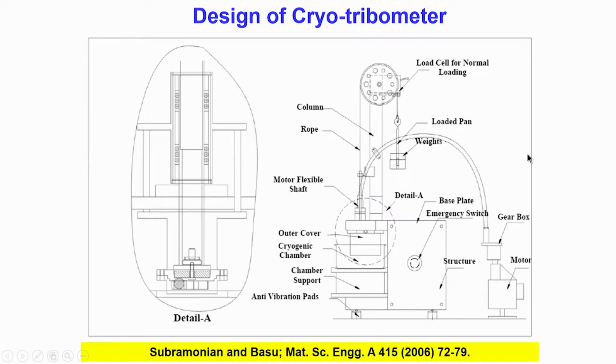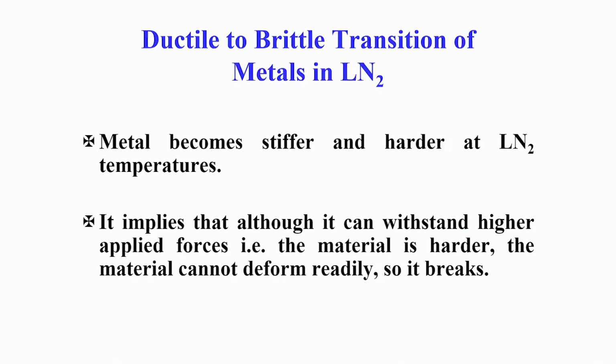This is a much more detailed design of this cryogenic tribometer. You can see this is the main region. This is the cryogenic chamber, and this is the motor and gearbox. This kind of motor and flexible shaft, and this kind of external assembly, allows the disc to rotate at extremely high speed.